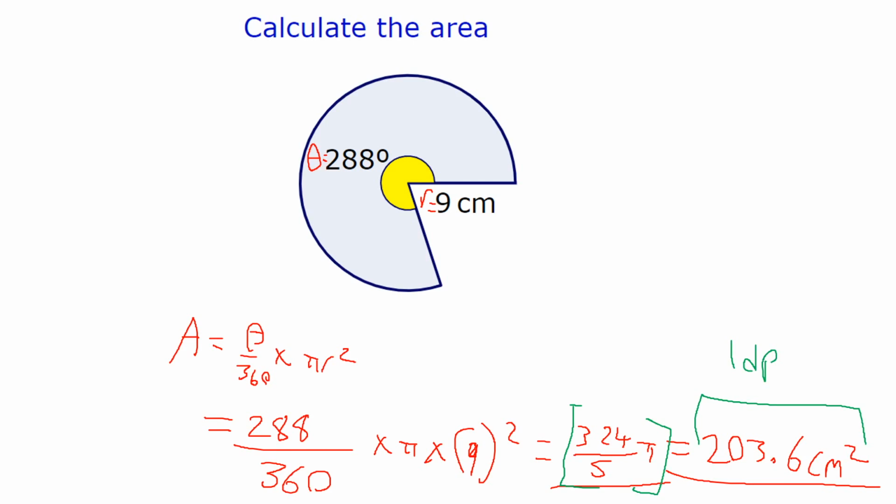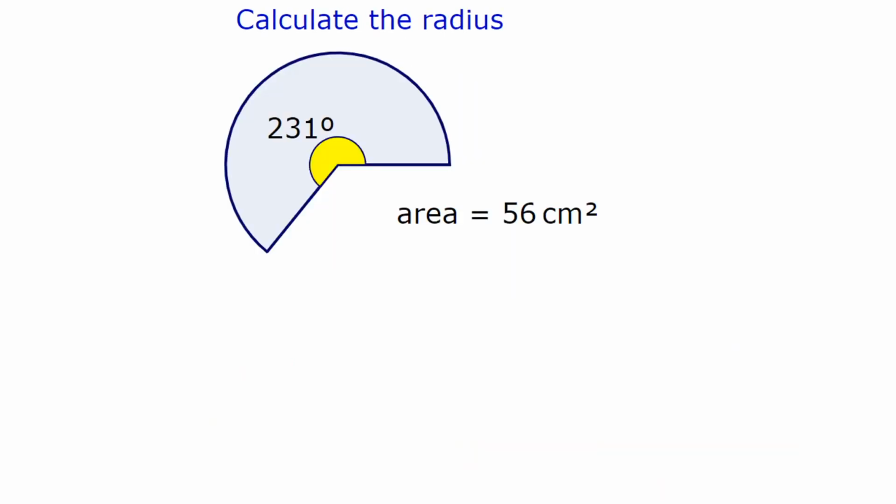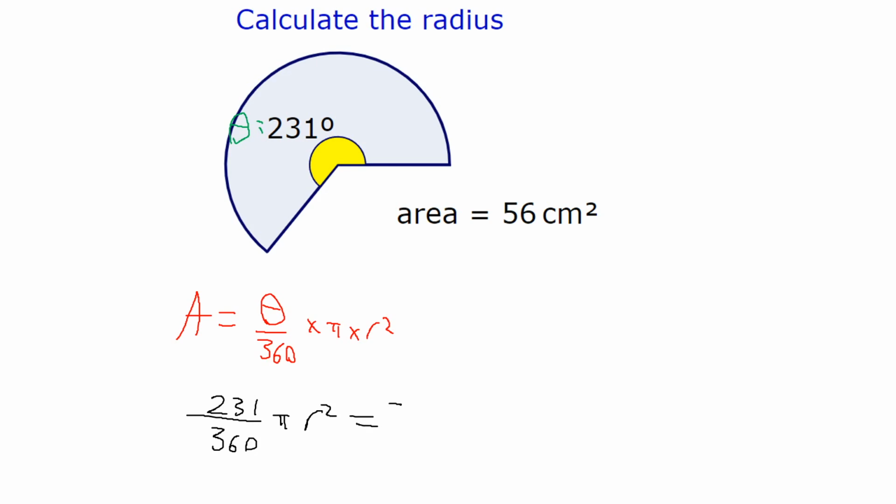What about if we have to work backwards? So this time we're told what the area is, we're told what theta is equal to, so what is the radius going to be? Well, as you guys probably know by now, the area is equal to theta over 360 times pi times radius squared. So all we're going to do is plug in the numbers that we do have. So we know that 231 over 360 pi r squared is equal to 56, isn't it?